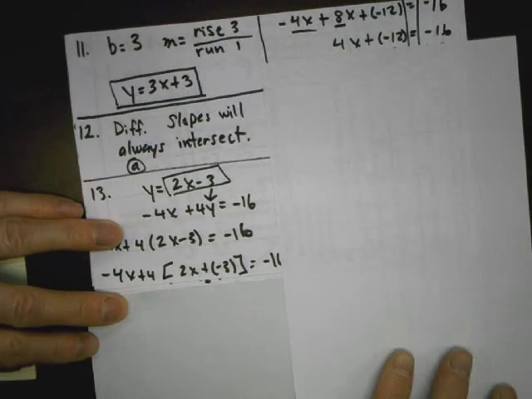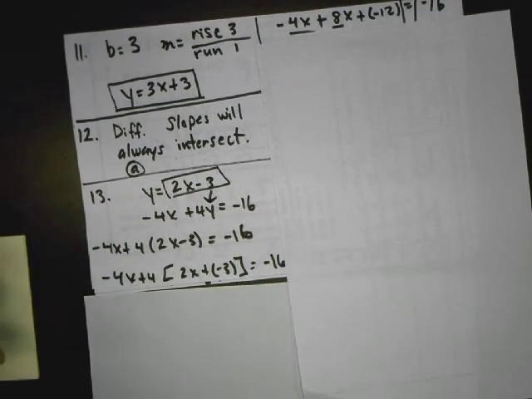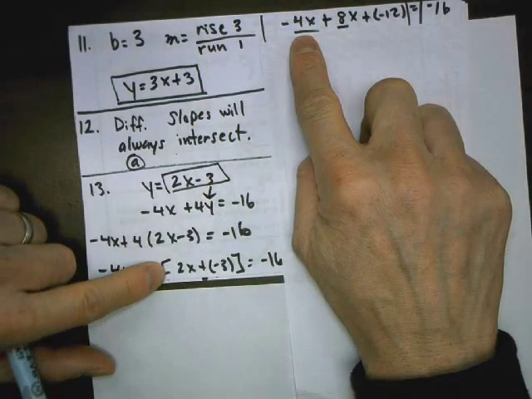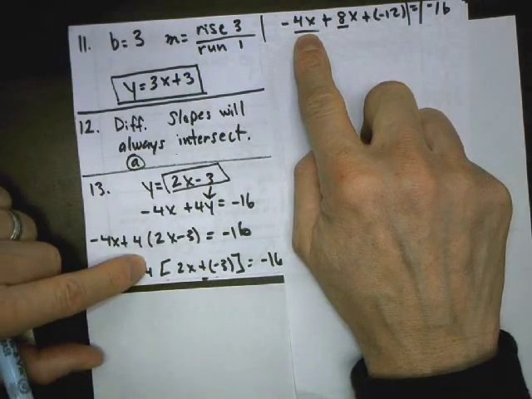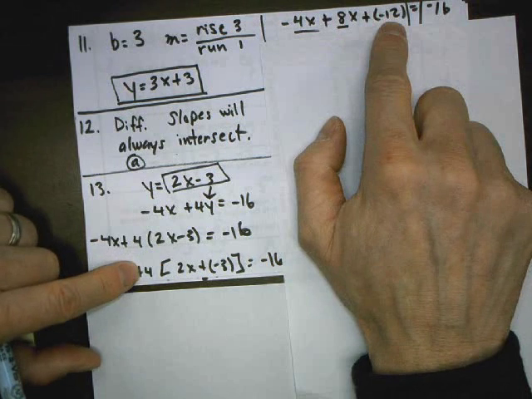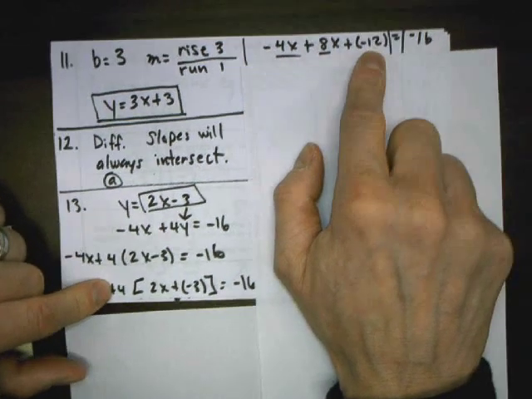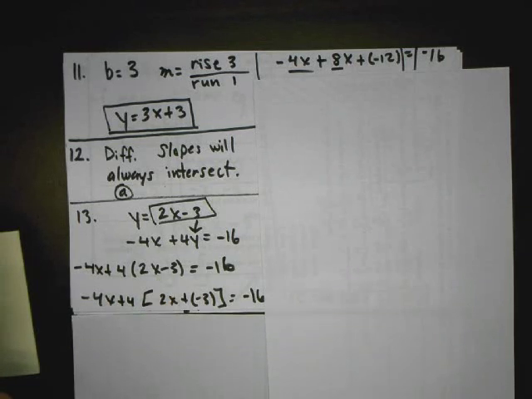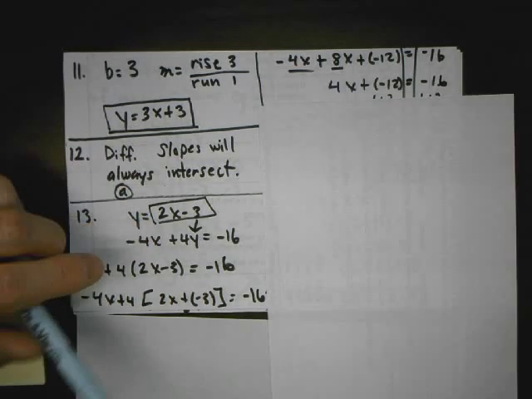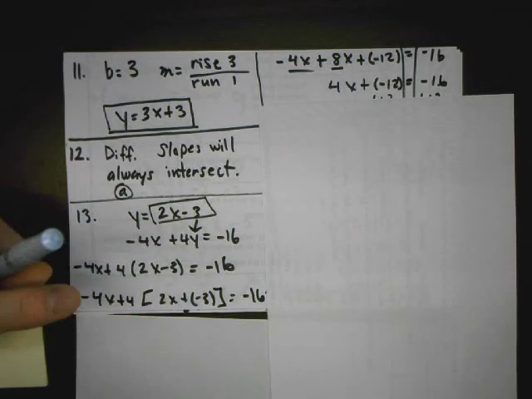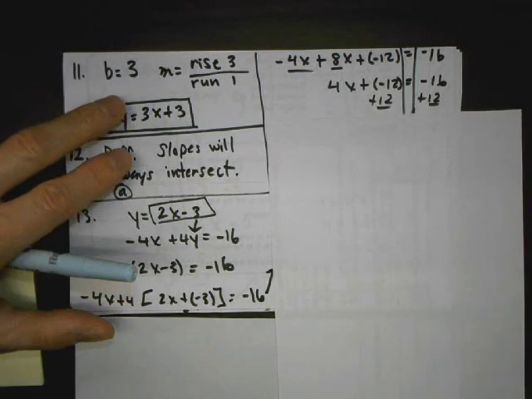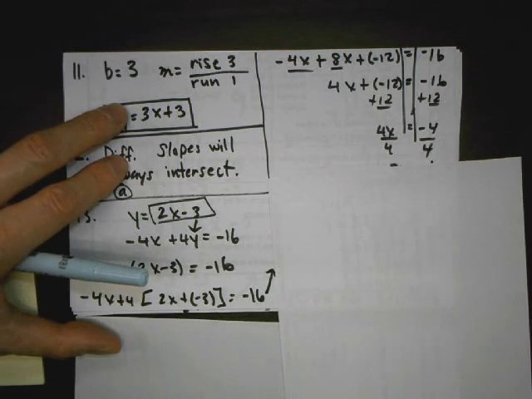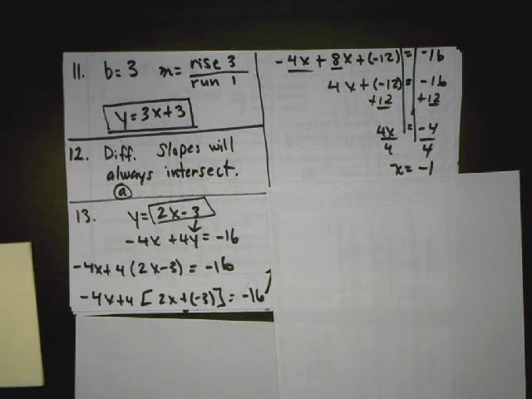Then I distributed. 4 times 2x is negative 8x, and distribute the 4 to the negative 3. 4 times negative 3 is negative 12. That's where the negative 12 came from. So I just distributed down here, distributed the 4. Combine like terms. Negative 4x and 8x is positive 4x. Now I solve. Add 12 to both sides, divide by 4, and I see that negative 1 is my x value. So there's a solution.